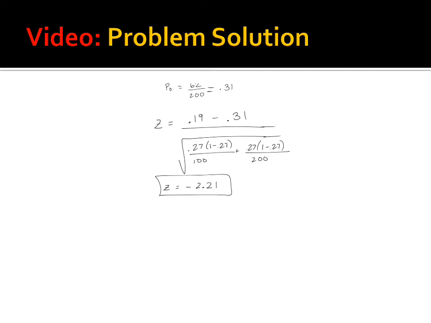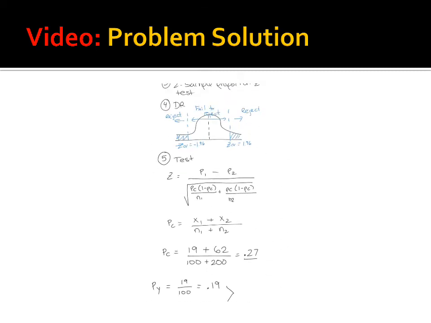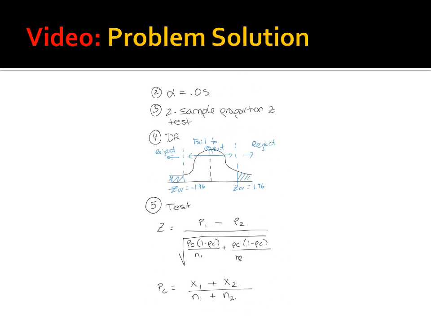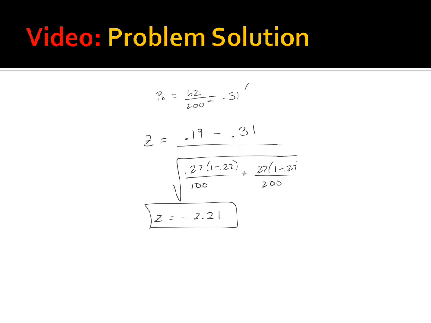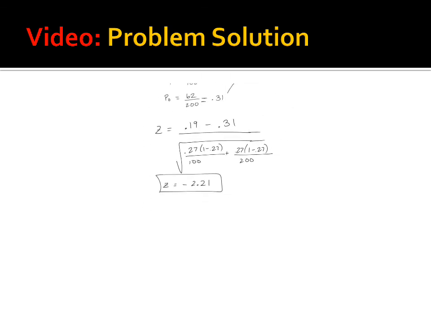Okay, so let's compare that to our rejection region. Our fail to reject region was between negative 1.96 and positive 1.96. We got negative 2.21, which is out here in the left tail. So there's our negative 2.21, our z-test statistic, and that's in our rejection region. So we reject the null of no difference.